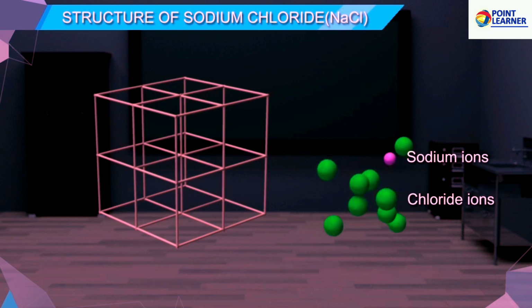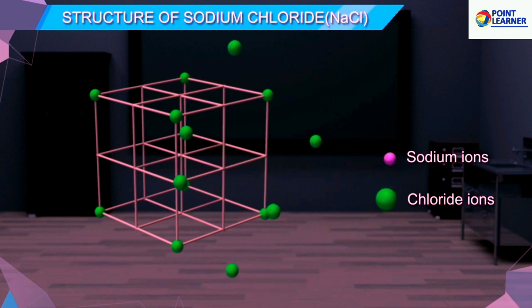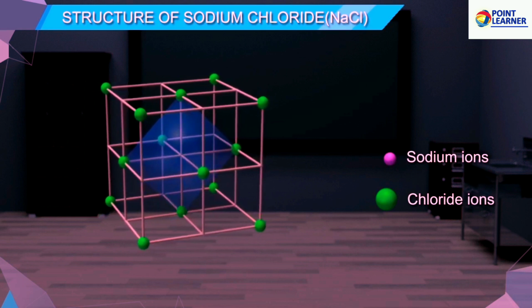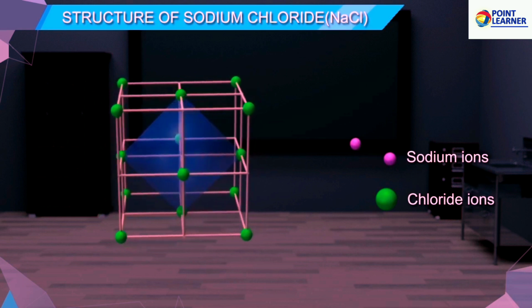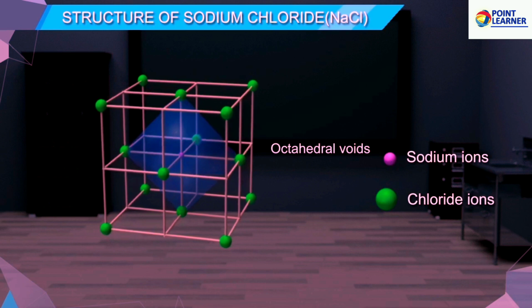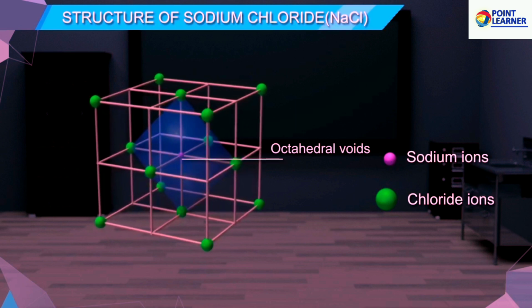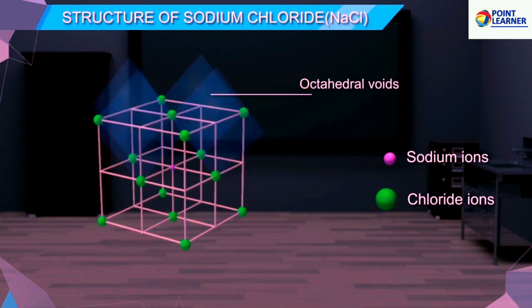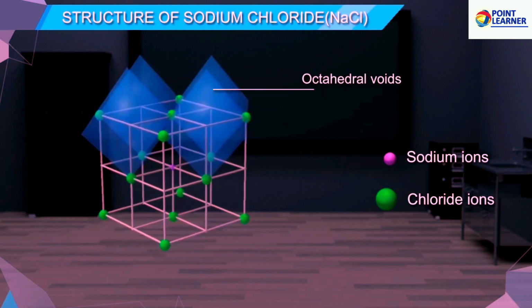The chloride ions, being comparatively larger in size, occupy the corner and face-centered positions. The sodium ions, being smaller in size, go to fill up the voids. Thus, sodium ions occupy the octahedral voids in the cubic close-packed structure.